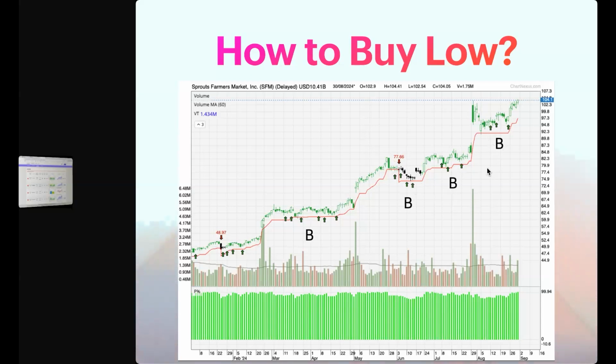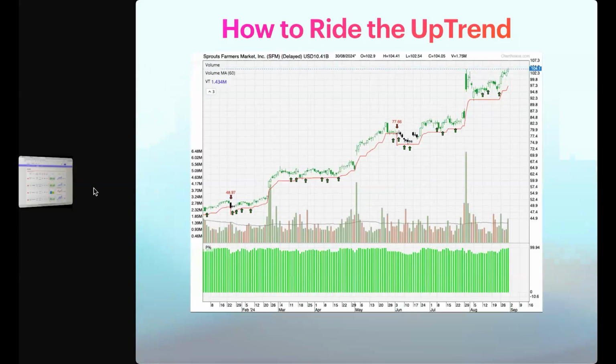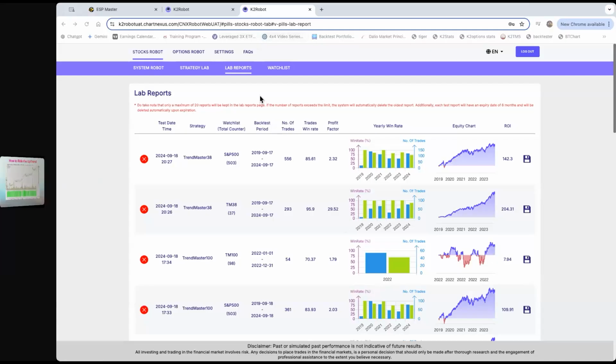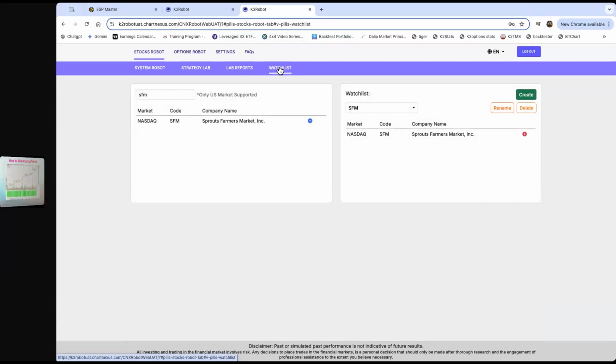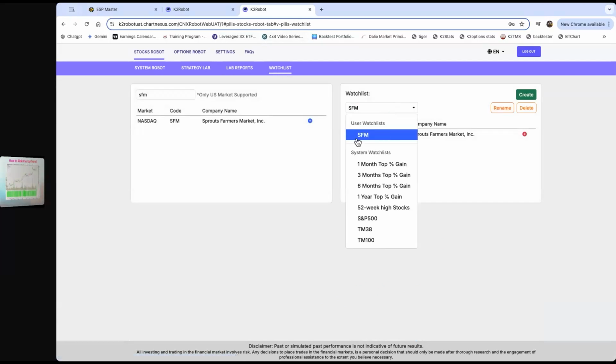Now, in an uptrend like this, how do you make money, guys? By buying at the low, isn't it? So now I'm going to do the screening to show you how the platform will buy at all these lows. First of all, I need to create the watch list called SFM.